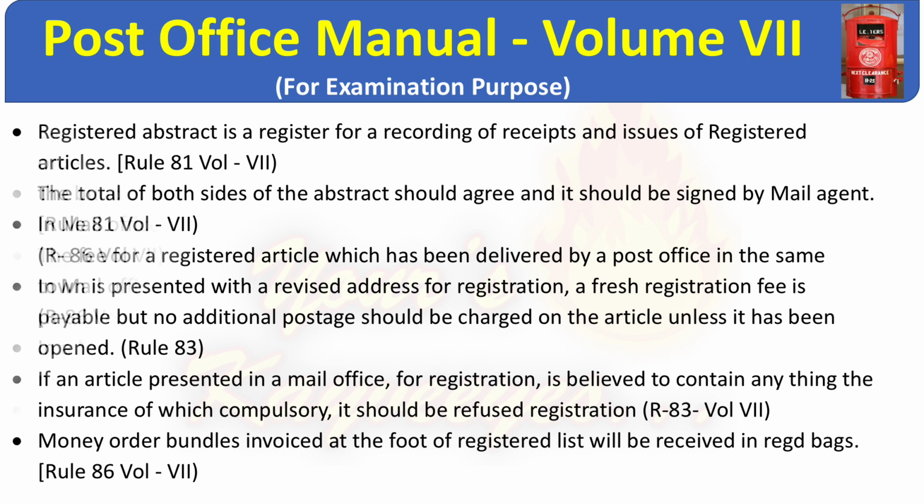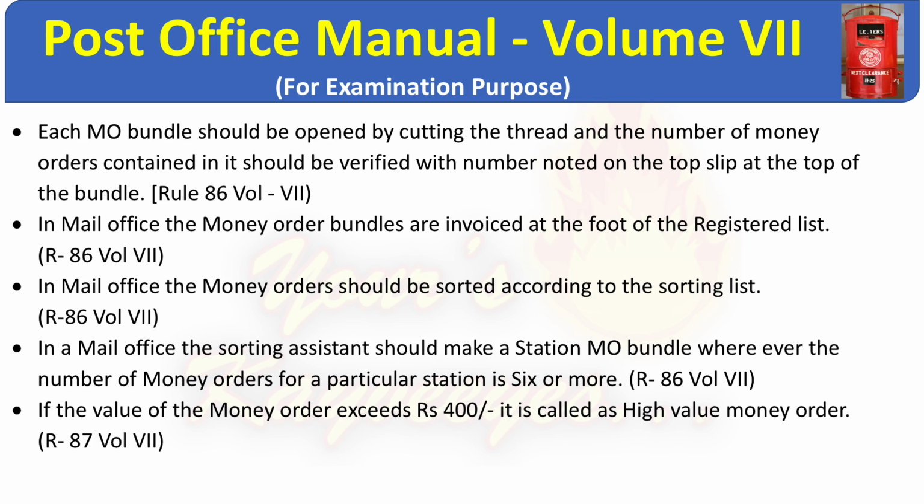Rule number 86. Each MO bundle should be opened by cutting the thread, and the number of money orders contained in it should be verified with the number noted on the top slip of the bundle. Rule number 86. In mail offices, the money order bundles are invoiced at the foot of the register list. Rule number 86. In mail offices, the money orders should be sorted according to the sorting list. Rule number 86. In a mail office, the sorting assistant should make a station MO bundle wherever the number of money orders for a particular station is 6 or more.